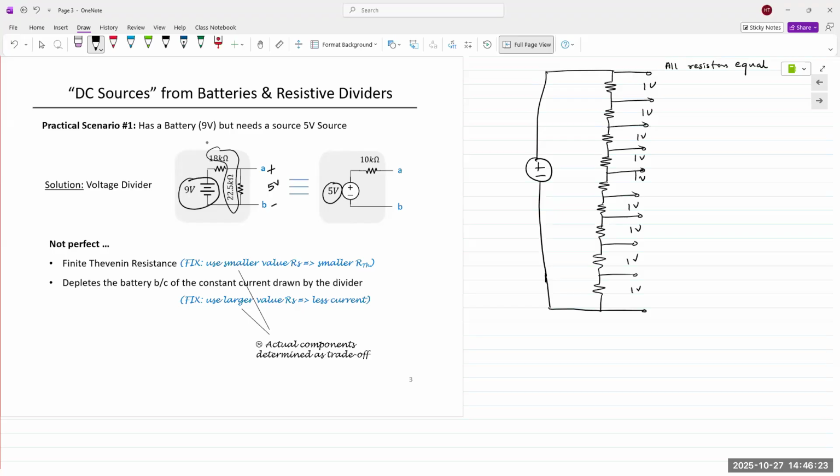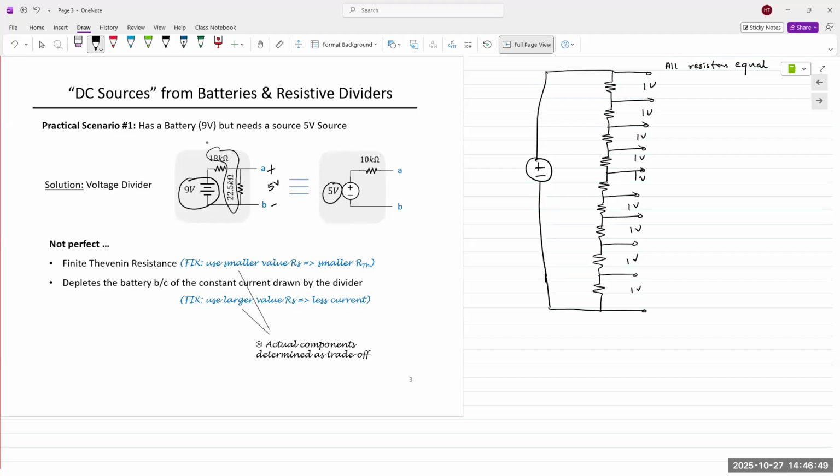Again, this class is circuits and electronics. Typically, circuits and electronics are taken separately, but for CPE majors, we look at circuits from an application-based perspective. Okay, so we learn about resistors, we learn about resistive circuit analysis, but now we're learning a little bit about where we can apply these resistors. Okay, so this is one of the most common ways to use them.